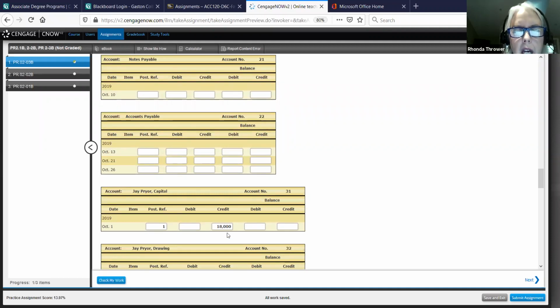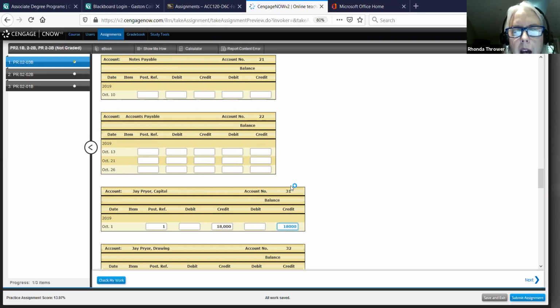The balance in the capital account is 18,000 and it has to show as a credit. Remember, the balance side is on the increase side of the account. Capital increases on the credit side, so the balance will be on the credit side. The balance in the capital account as of October 1st is 18,000. The owner's equity is right now 18,000. That's what the owner's worth.